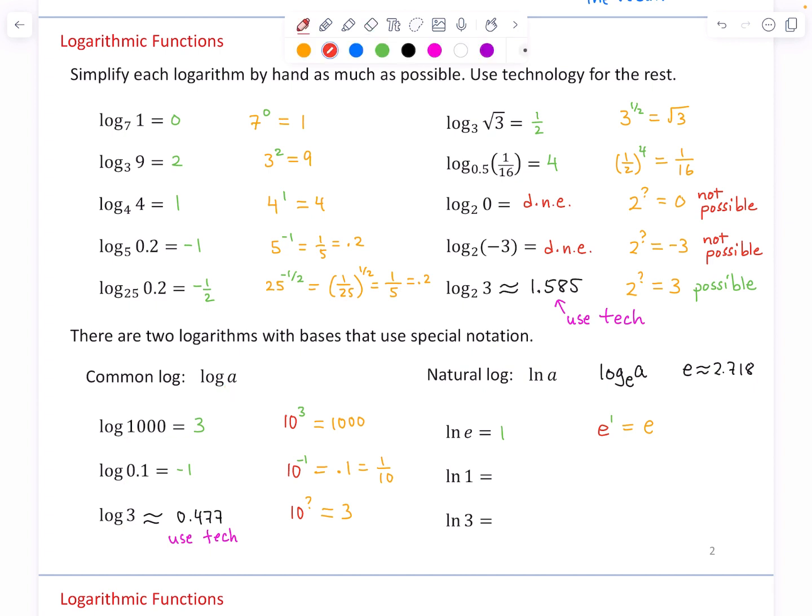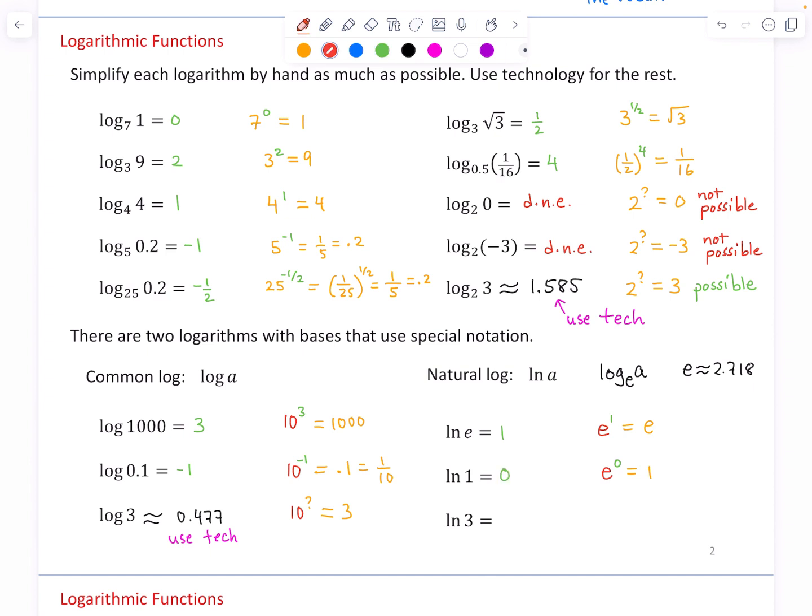Now the next one, natural log of 1. Imagine a base e being there. E raised to what power will equal the argument, which is 1. This does have a convenient answer, that answer being 0. Remember, any non-zero number raised to the 0 will simplify to 1. So in summary, the natural log of 1 is simply 0.